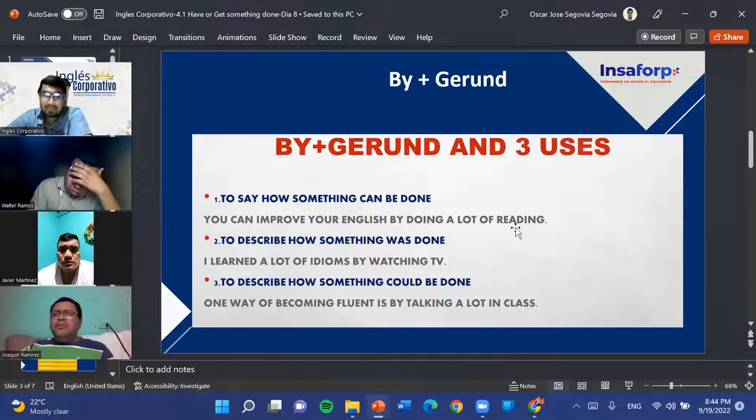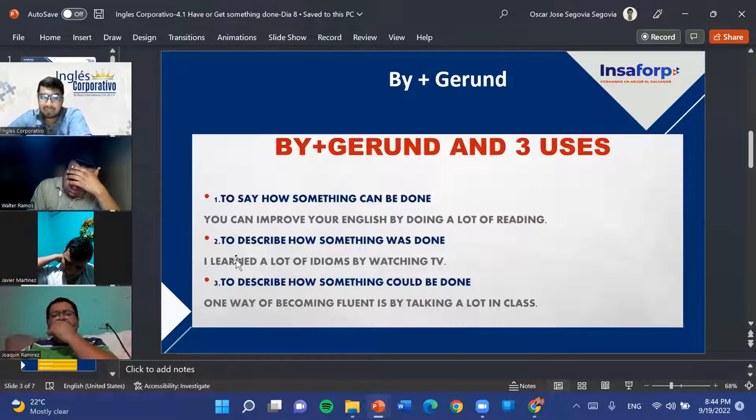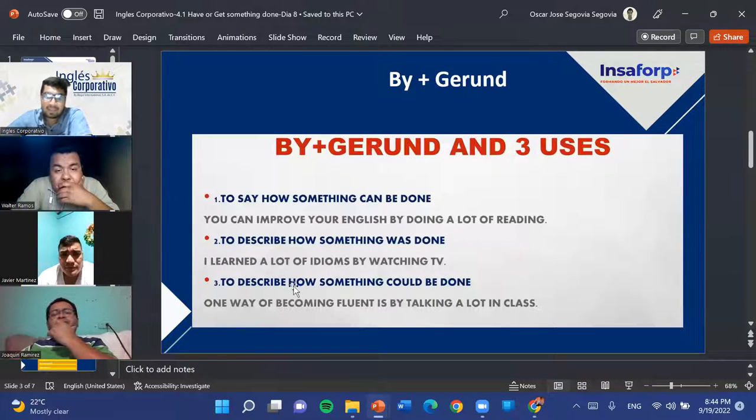You can improve your English by doing a lot of reading. To describe how something was done. So I learned a lot of idioms by watching TV. In this case here, you see that there is a difference in the verb and it is set to the past. So I learned in the past. And then to describe how something could be done.